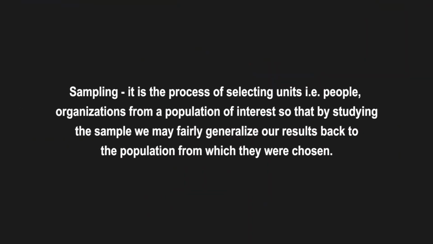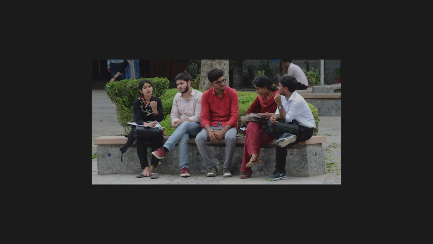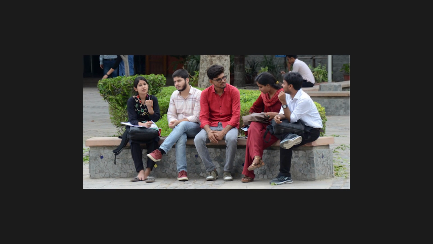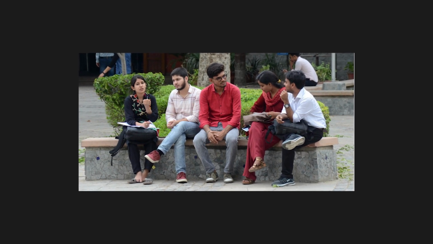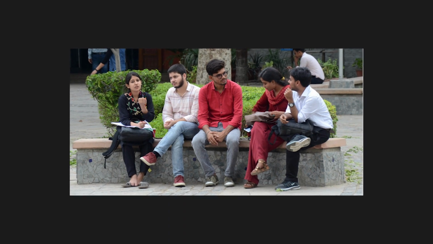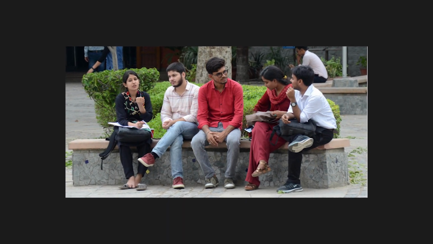What is sampling? Sampling is the process of selecting units, that is people, organizations, etc., from a population of interest, so that by studying the sample, we may fairly generalize our results back to the population from which they were chosen. That means when we do fieldwork for our research, for example, you want to talk to the youth of Kolkata about the impact of fake news in society.